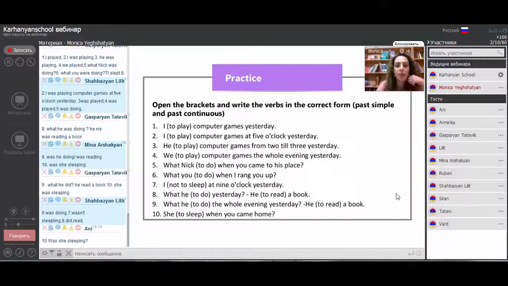The time is mentioned. The fourth one: we were playing computer games the whole evening yesterday. The time is also again mentioned. The evening is mentioned. All the evening, during the evening, they were playing. The fifth one: what was Nick doing when you came to his place? It's an interrupted sentence. What were you doing, the sixth one, when I rang you up?